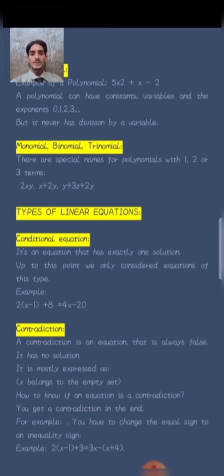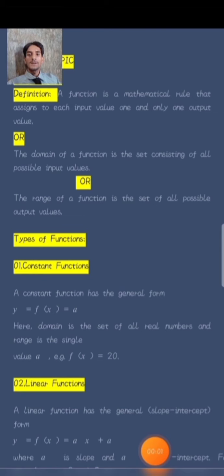Types of linear equation. Conditional equation. It is an equation that has exactly one solution. Up to this point we only considered equations of this type. Example: 2x minus 1 plus 8 is equal to 4x minus 20. Contradiction. A contradiction is an equation that is always false. It has no solution. It is mostly expressed as x belongs to the empty set. How to know if an equation is a contradiction? You get a contradiction.